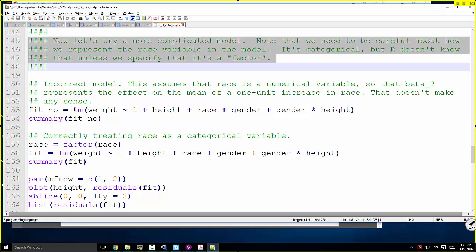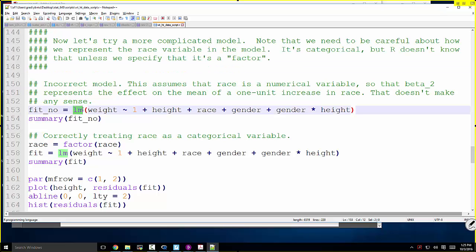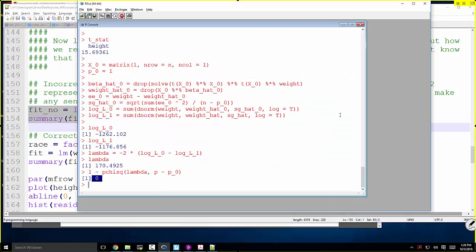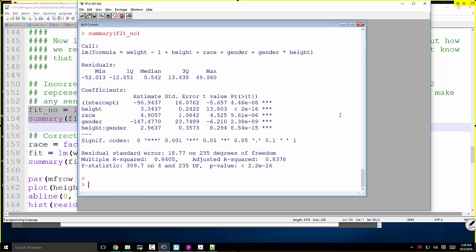In terms of lm, I can fit this model that I just described as weight modeled in terms of an intercept, a coefficient for height, coefficient for race, gender, and gender times height, which means interaction. So here's what we get when we do that. And there's a problem here. In particular, the problem is race.